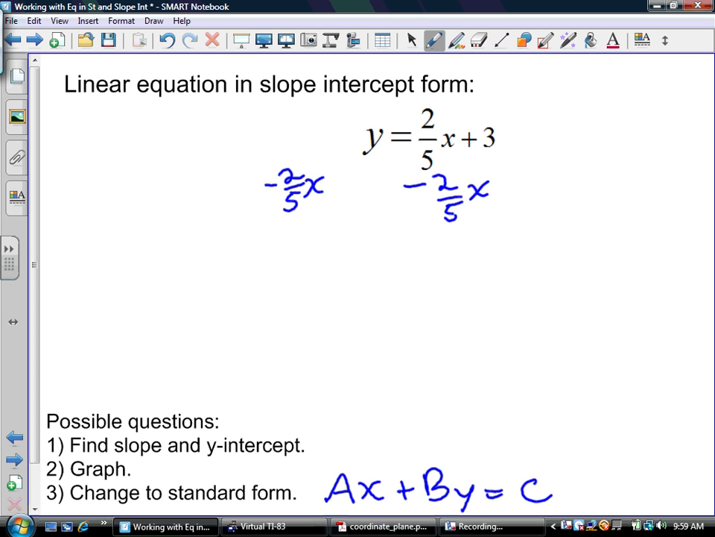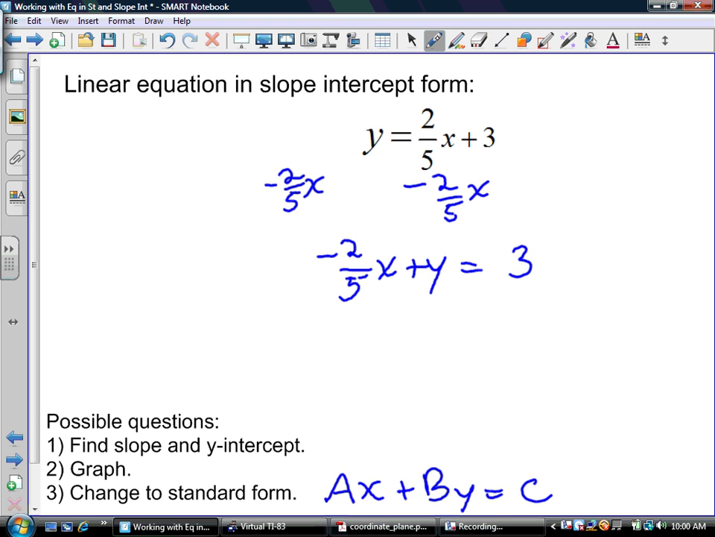So what are we left with? We're left with negative 2/5 x plus y equals 3. Okay, we're almost there. We have x and y on the same side. The only thing we need to do now is to get rid of that negative 2/5. So here's what we can do.